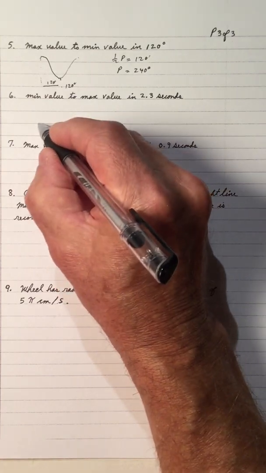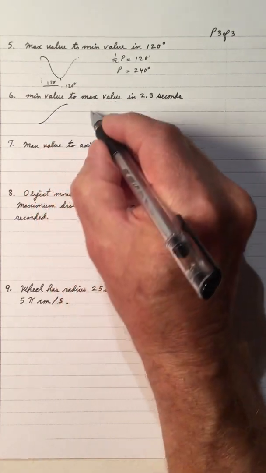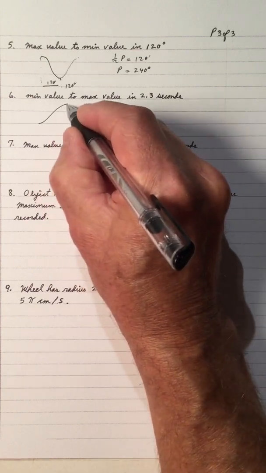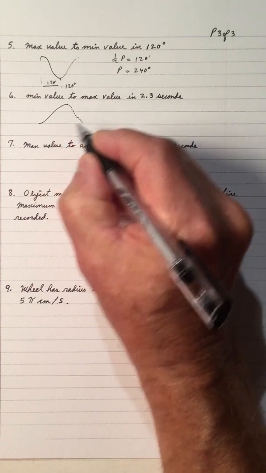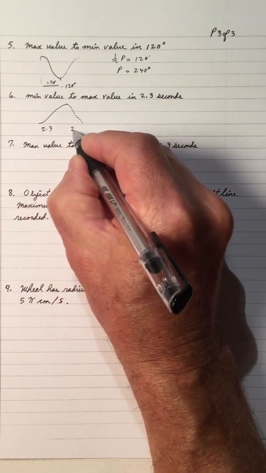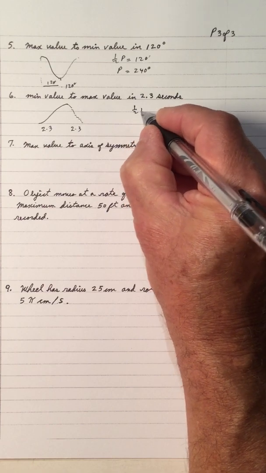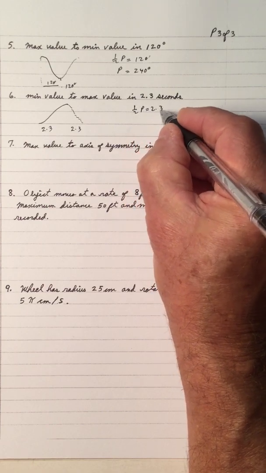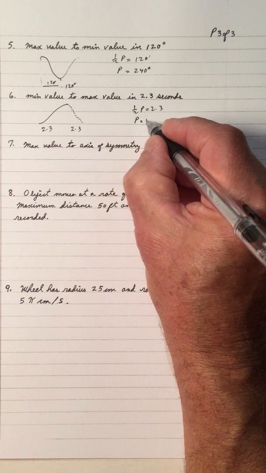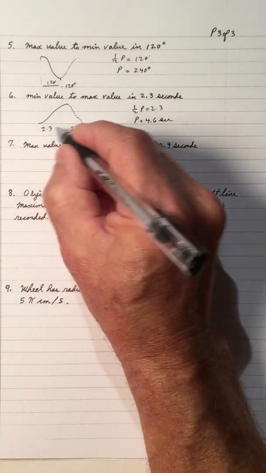Min to max is doing this. Min to max is half the period. Again, the other half is here. So this is 2.3. And this is 2.3, so half the period is 2.3 seconds, so the full period is 4.6 seconds. Again, 2.3 plus 2.3.